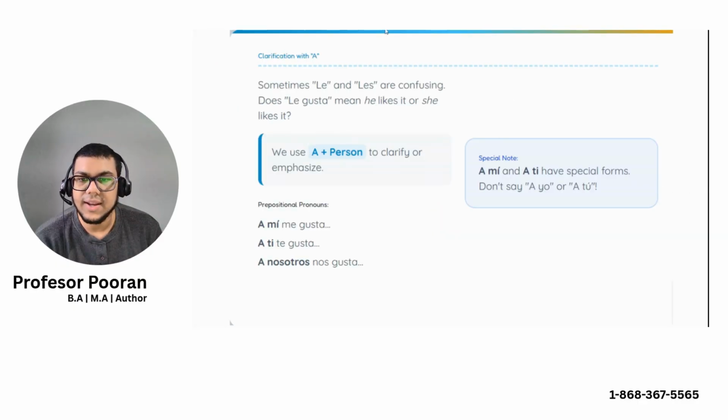Now let's look at clarifying something. Many times you would see the "a" in front of this construction. The reason why we use this is because one, we want to emphasize who is liking the action, as well as to clarify who is liking the action. So le and les are generally confusing because le can refer to he or she, as well as les can refer to them or they or you all.